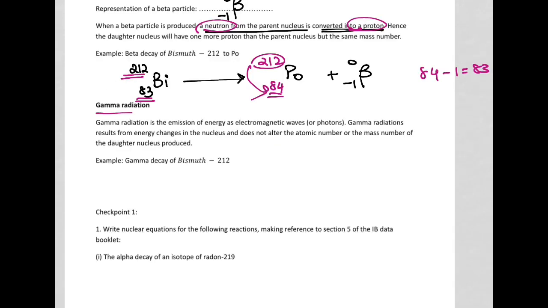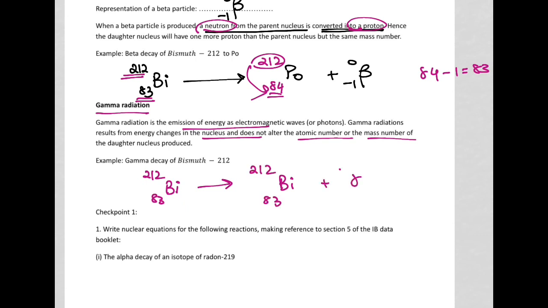Now, if we look at gamma radiations, they are only energy, right? So they do not result in any changes in the nucleus, in the atomic number or the mass number. So if we have, let's say, the same example, bismuth-212, if this is emitting gamma radiations, it's going to produce bismuth itself, bismuth-212, plus gamma radiations, which is 0 0.